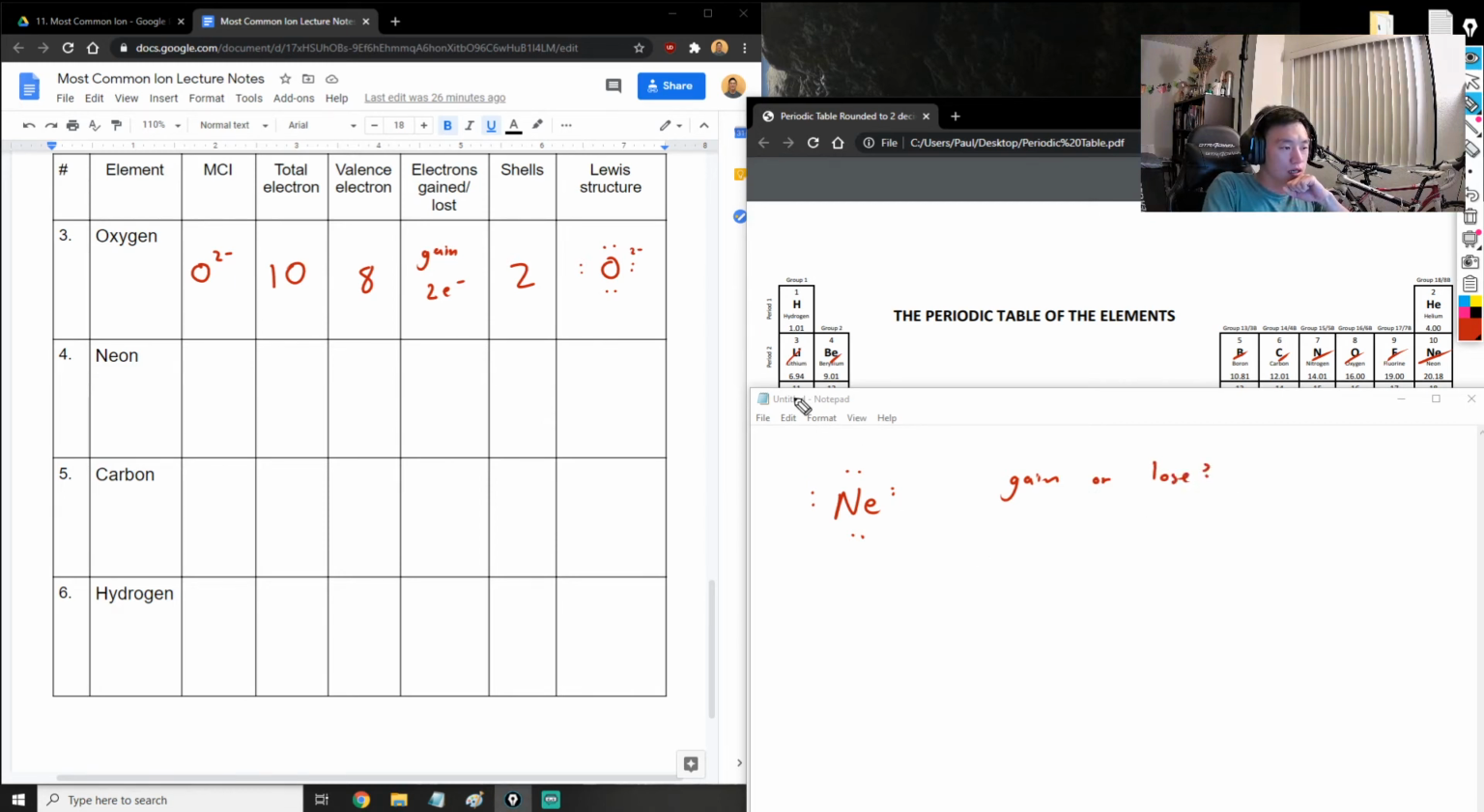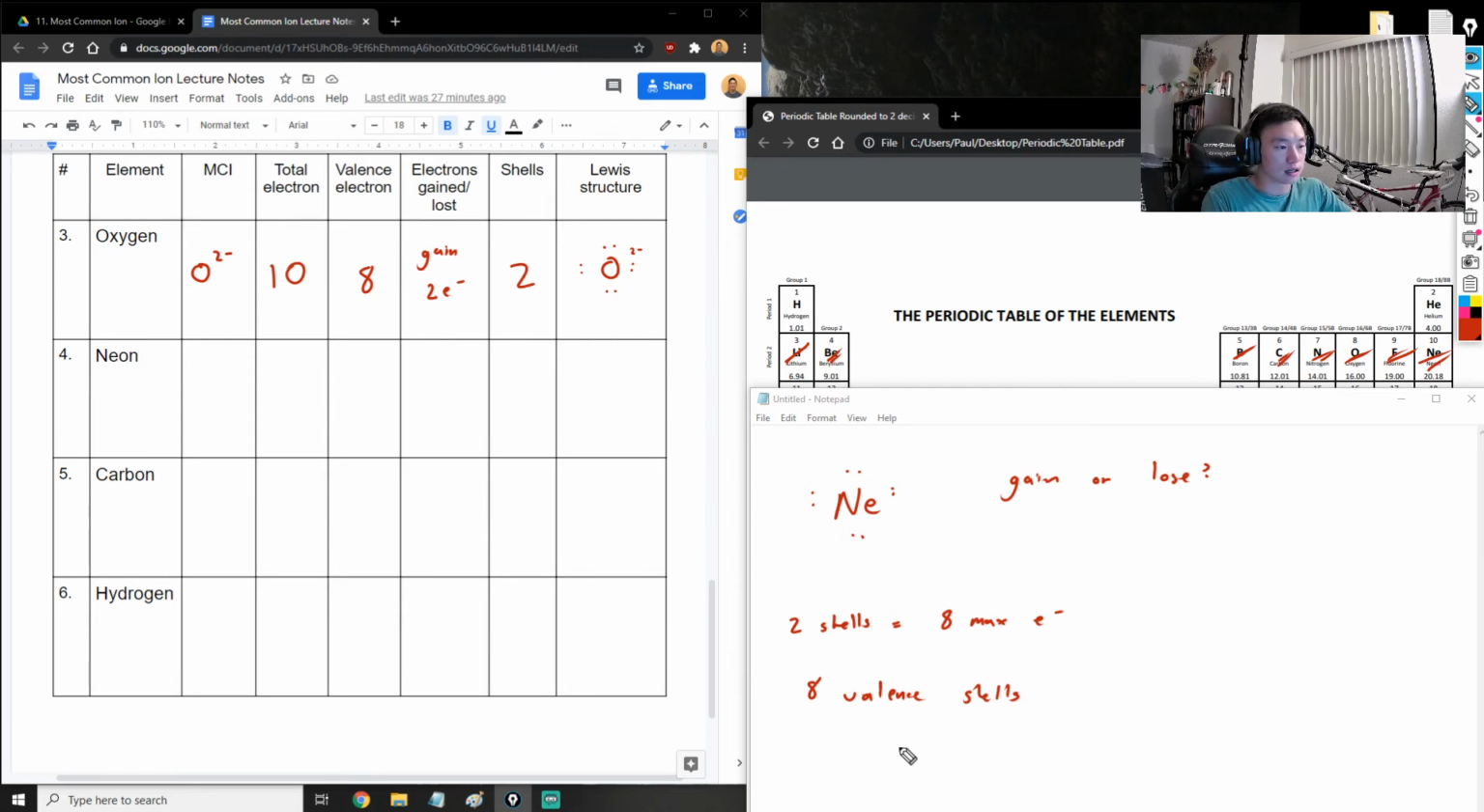Neon is on the second row, so it has 2 shells. And the second shell can hold how many max? It can hold 1, 2, 3, 4, 5, 6, 7, 8. So the second shell can have 8 maximum electrons. Now if you look at neon, how many electrons are in the outside shell? You should notice that it's already full. It already has 8 valence electrons. So that means that neon is already completely full on the outside shell, and that means that it's completely stable.